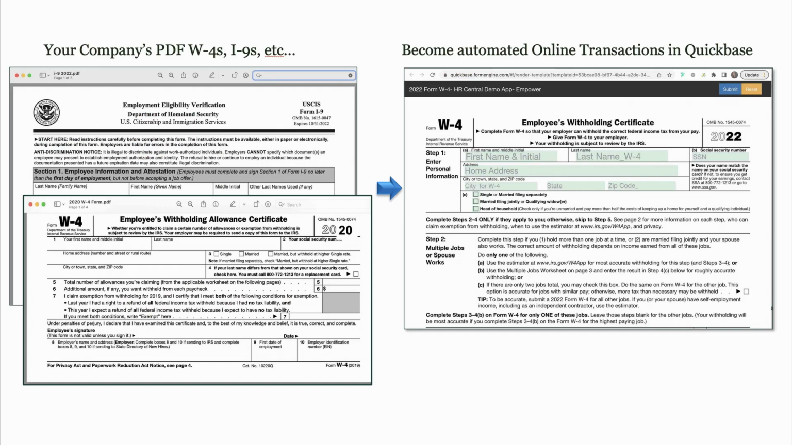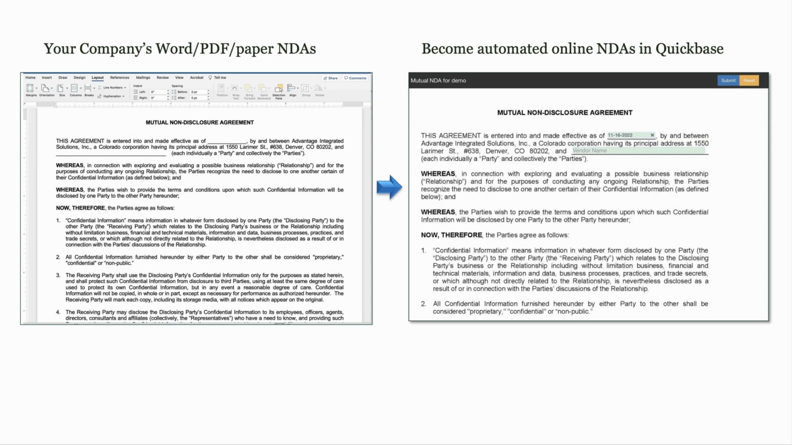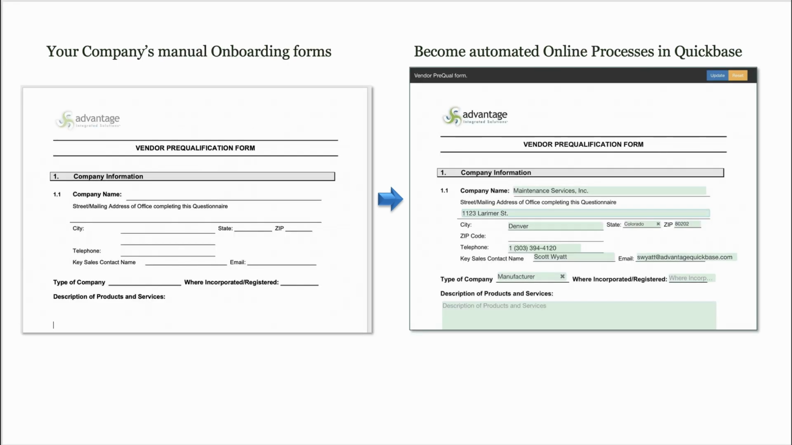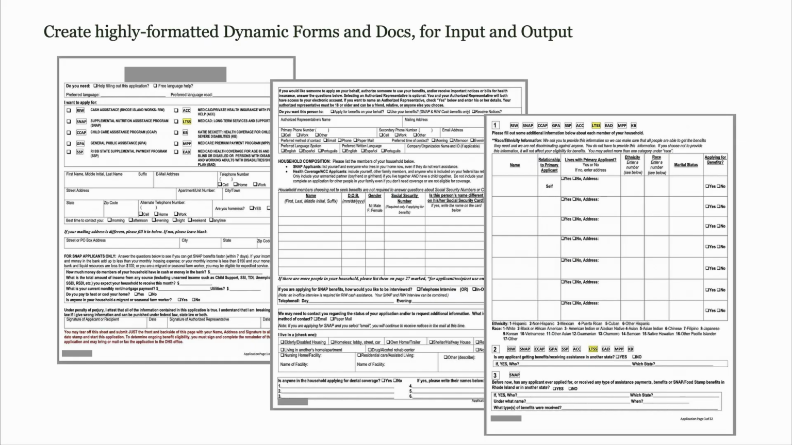Here are a few examples of what you can now have. Your company's offline government forms like W-4s, I-9s, and others can become automated online transactions in Quickbase. Your Word, PDF, or paper NDAs can become automated online NDAs. Your company's manual onboarding forms can become automated online processes. You can digitize your large, highly formatted forms and documents with dynamic sizing for input and output.